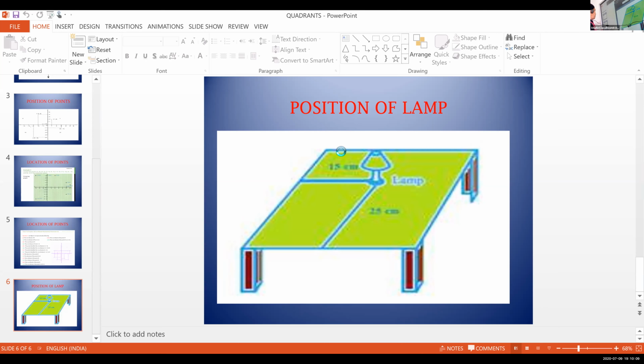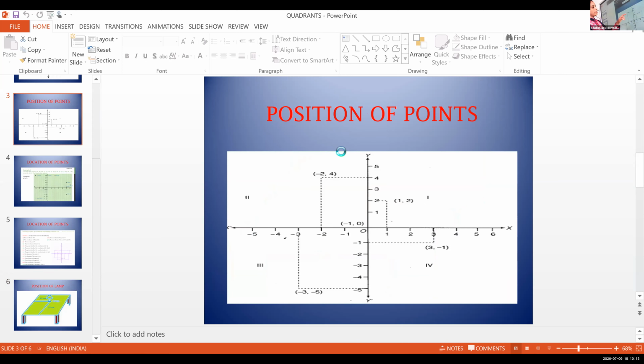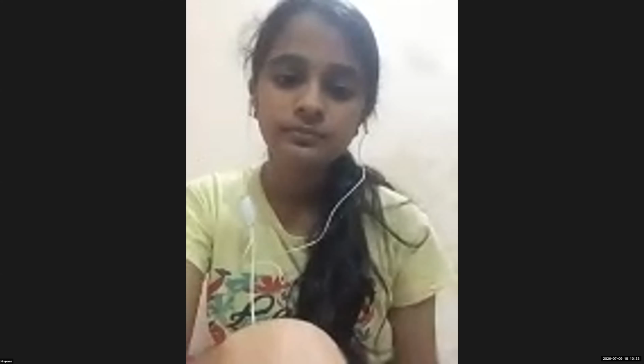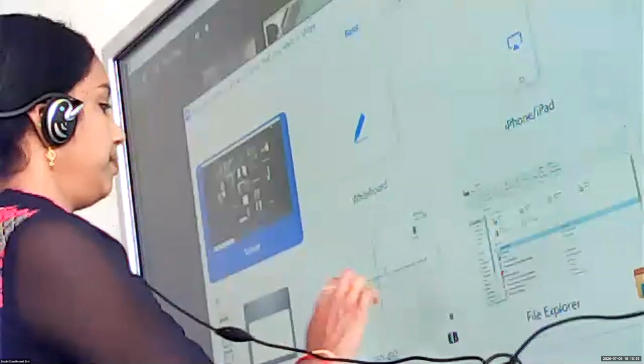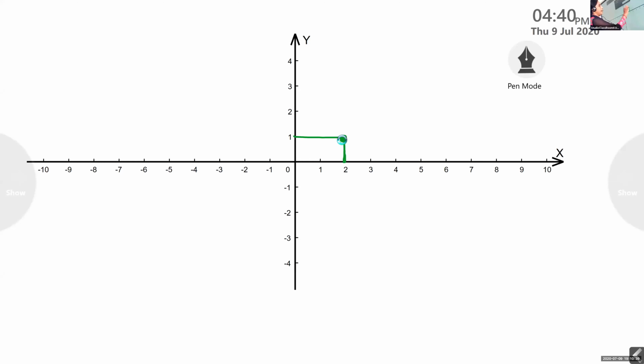Listen. There is one point, 1, 2 here. Can you see the first quadrant? There is a point there, 1, 2. Can you see that? So for locating that point, we have to locate this point.